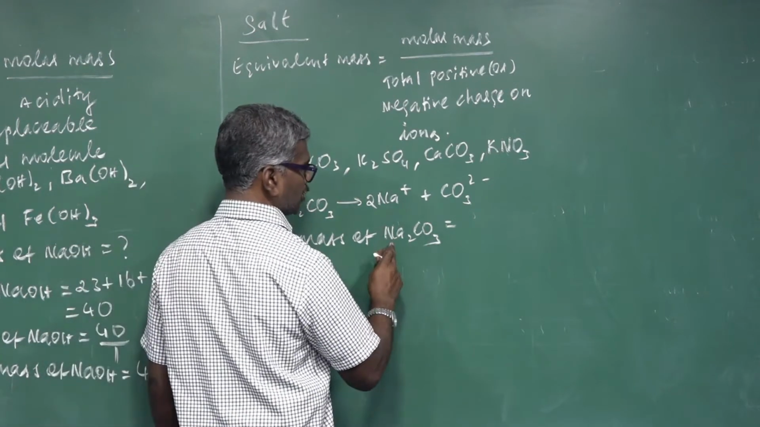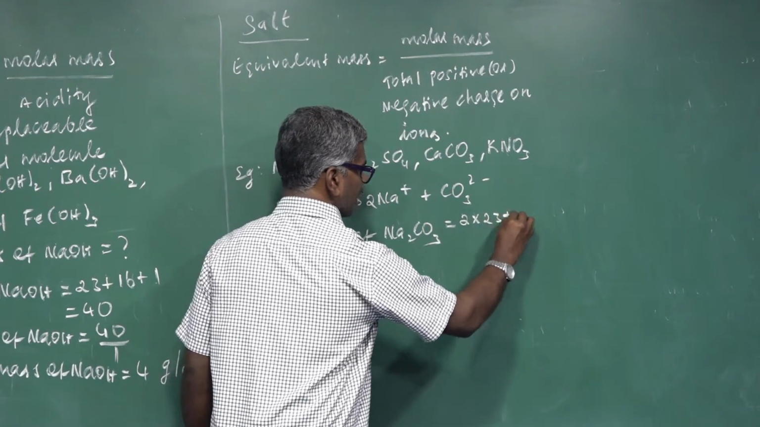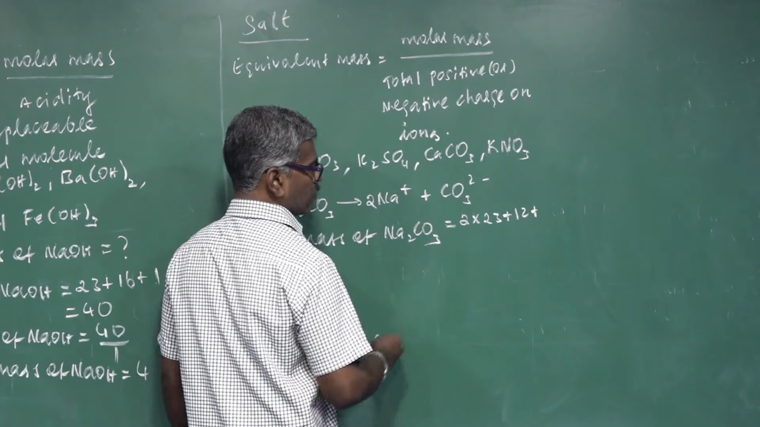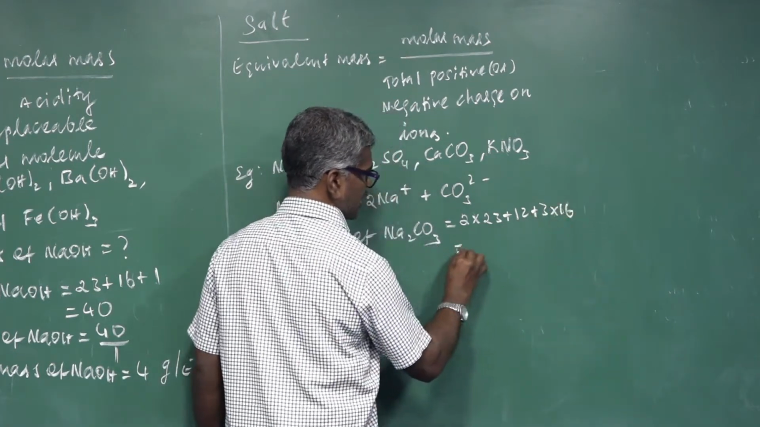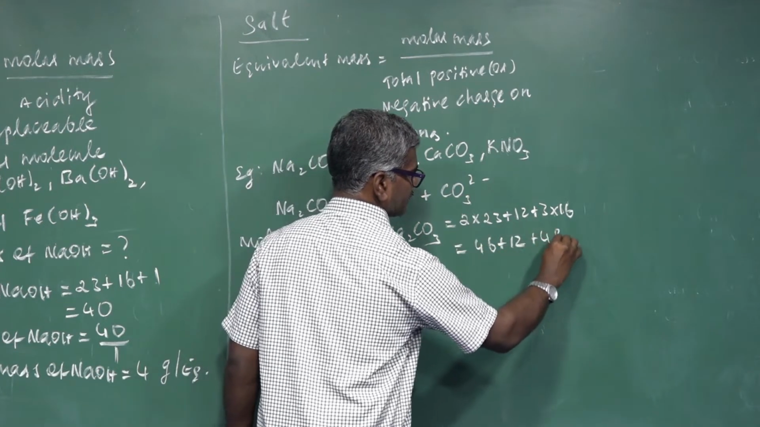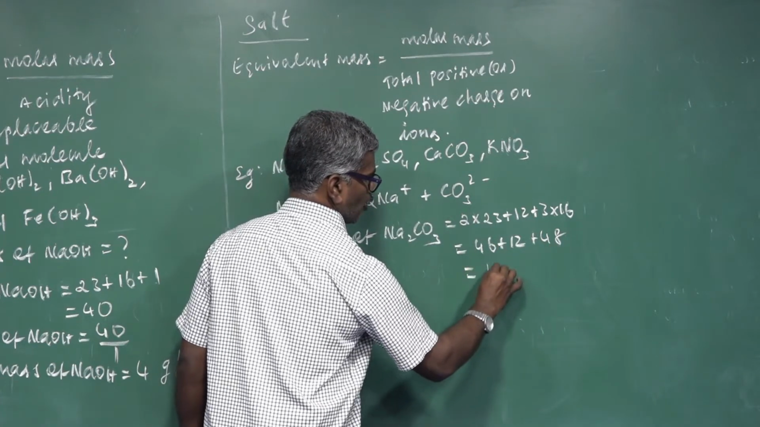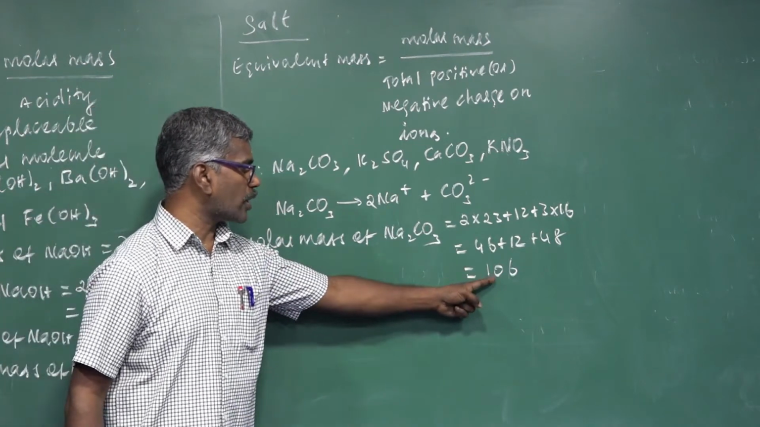Here sodium molar mass 23, 2 into 23 plus carbon molar mass 12. Next oxygen molar mass 16, that is 3 into 16. That is 46, 12, 48. So 106. Molar mass of sodium carbonate is 106.